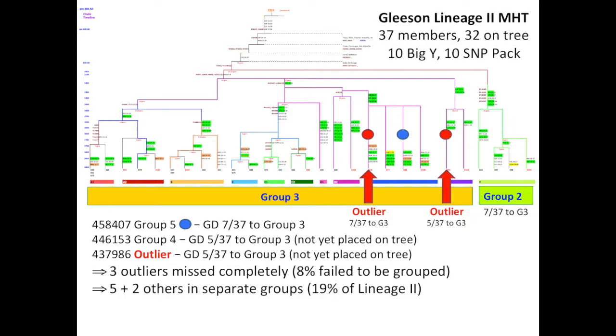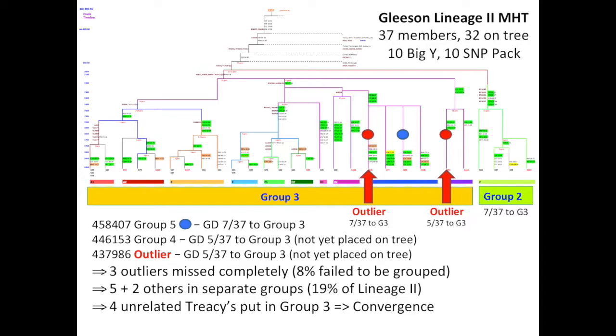And then in group two, there were five people, and then there were two others in separate groups. So altogether, about 19% of my lineage two members were not grouped by this particular app. It just serves to point out that it's great for those that are relatively close to the local haplotype, but for those that are outliers, it fails to include them in the group because it thinks they are too far away.